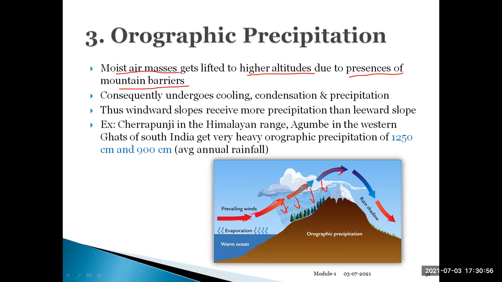And here, the windward slope receives more precipitation than the leeward. You can see here, this part of the mountain will receive more rain compared to this particular part. The examples for this type of precipitation are Cherrapunji in the Himalayan range, and similarly Agumbe in the Western Ghats of India. They get heavy orographic precipitation, about 1250 centimeters to 900 centimeters average annual rainfall.